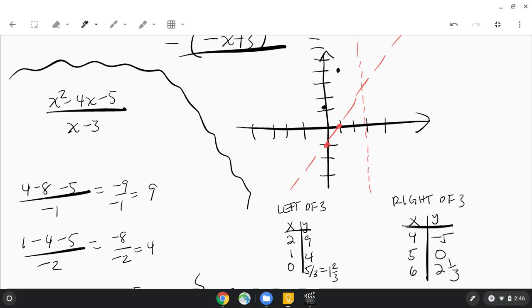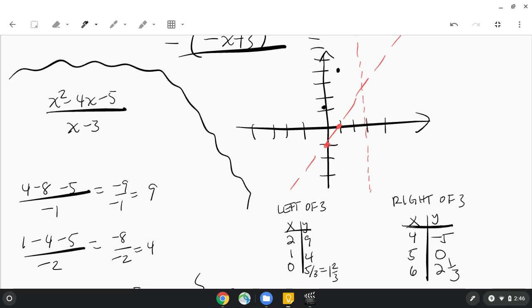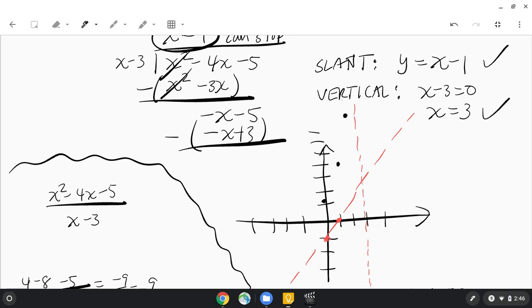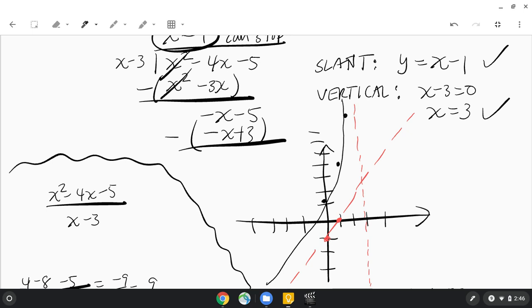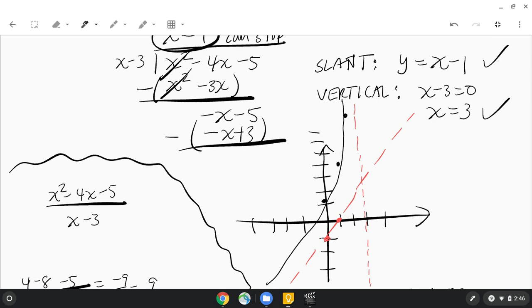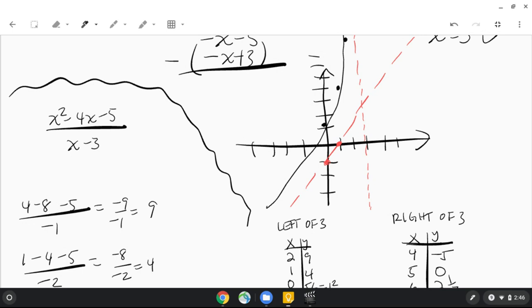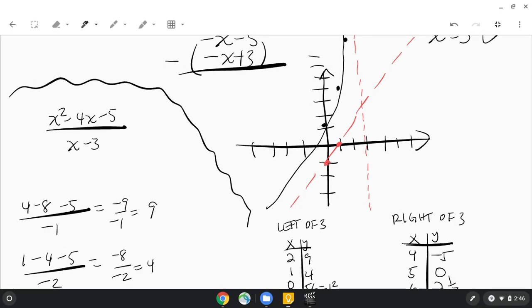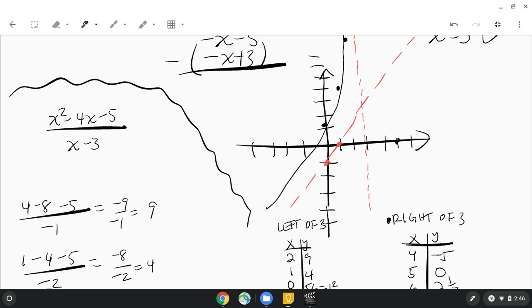So we can see here, and that's what I meant earlier when I was talking about how the asymptotes form the behavior of the graph. So we can see here that it's going to be doing this. And then over here, for the other set, we have 4, -5, down here, 5, 0 over here, and 6 and 2 1/3.